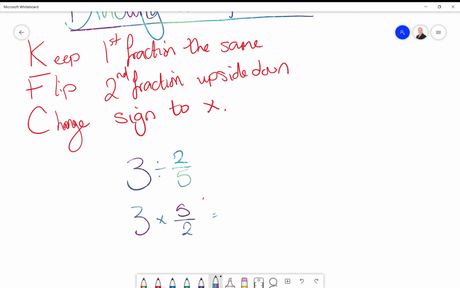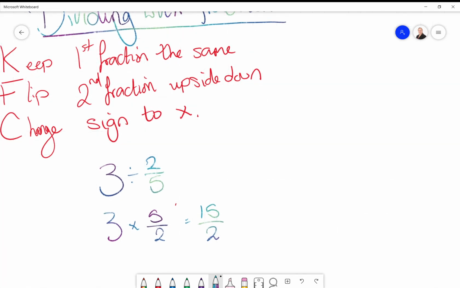Now if we remember our timesing, 3 times 5 is 15. So it's 15/2. And I can leave it like that. I can turn it into a mixed fraction, whatever you want to do with it. Okay, it depends on the question. So that's one with a whole number.